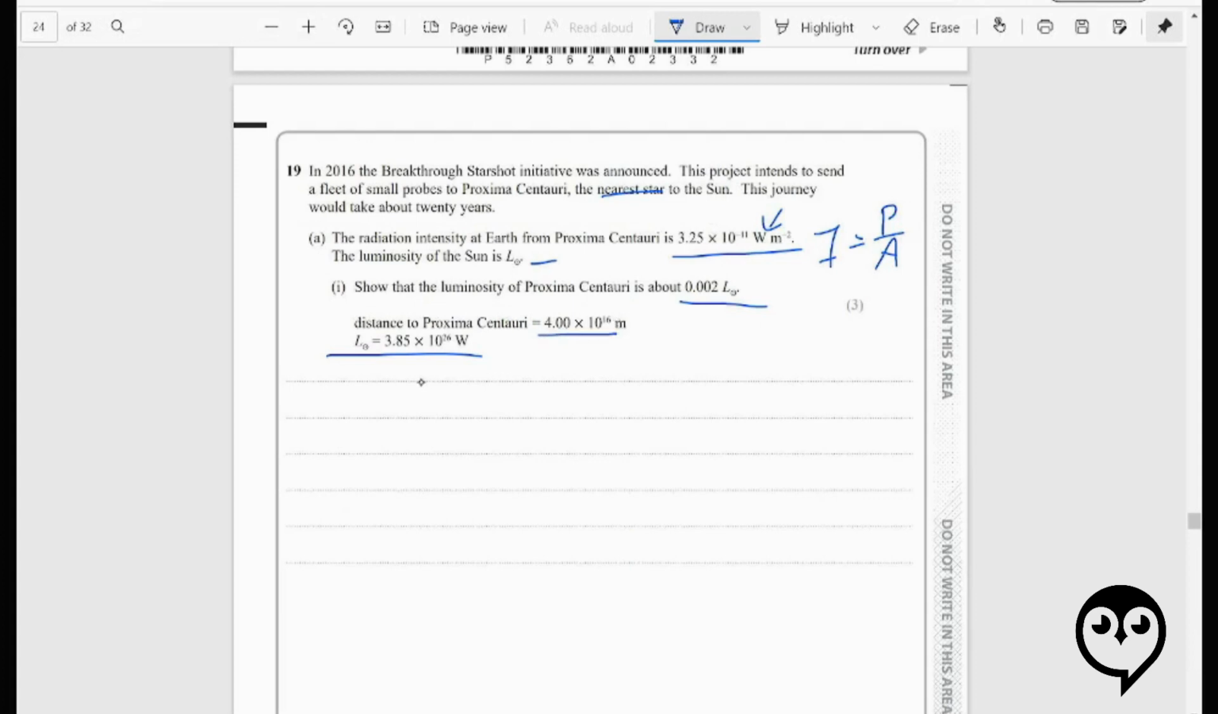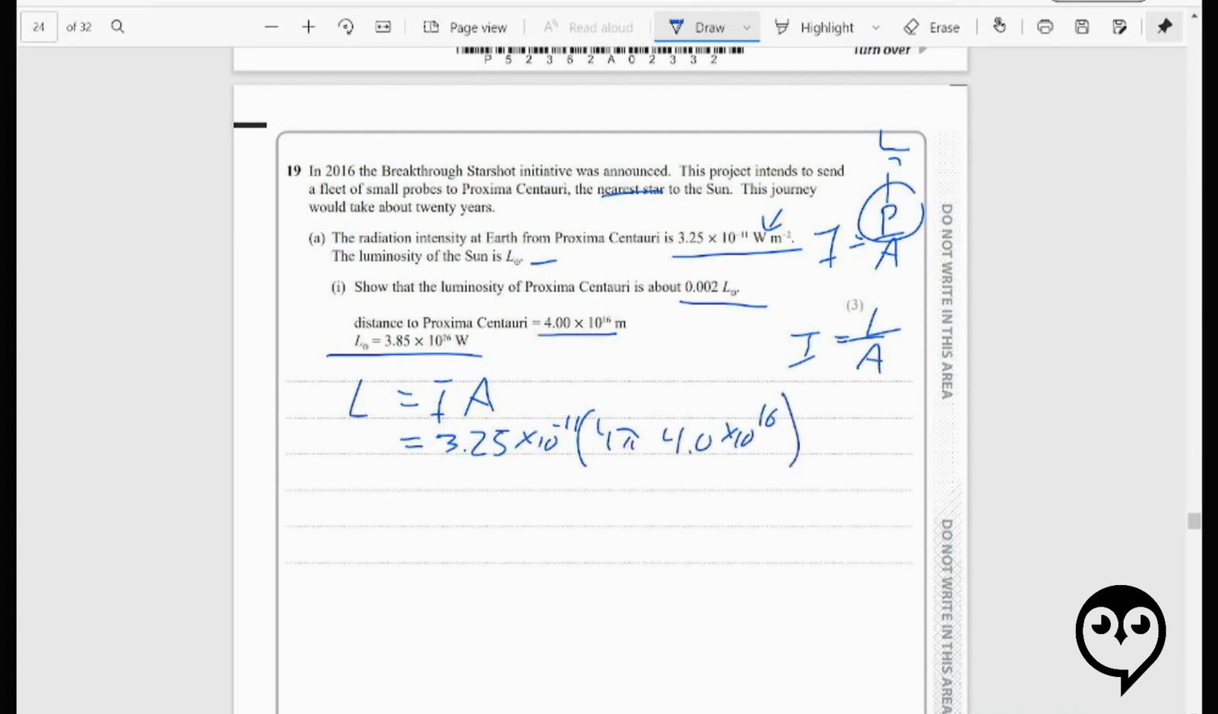So I think we can just use this to calculate the power, or if you want to write it as luminosity, that's fine as well. The luminosity is going to be the intensity times the area. Now look what I've done here. I'm multiplying by this whole area, but I'm about to square this. Watch what you're doing. You're only squaring the distance, not the 4 pi. So I get a luminosity of 6.53 times 10 to the power of 23.